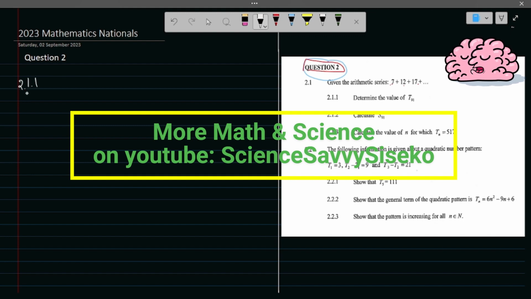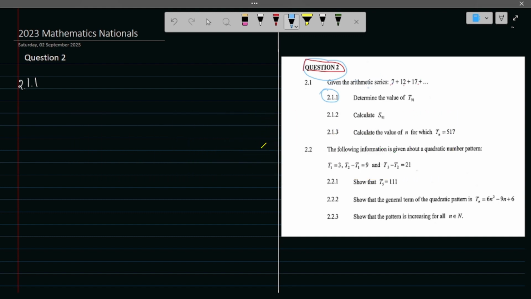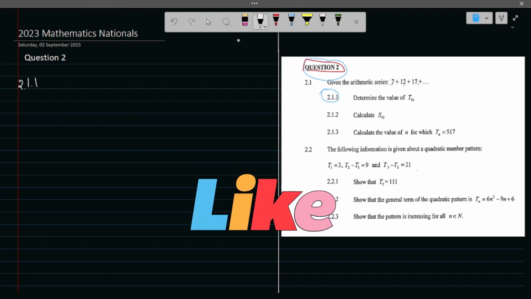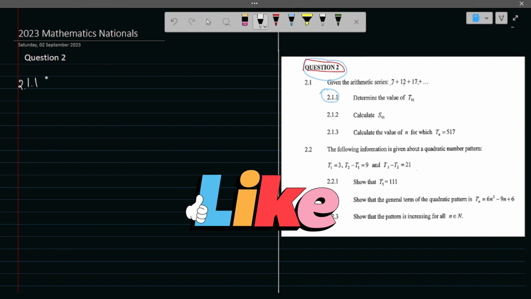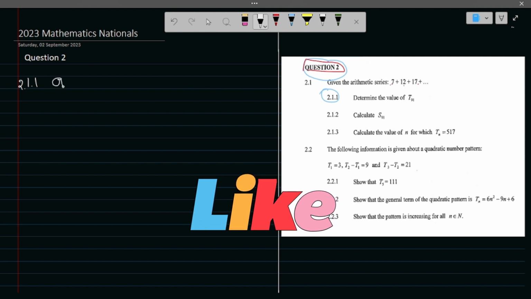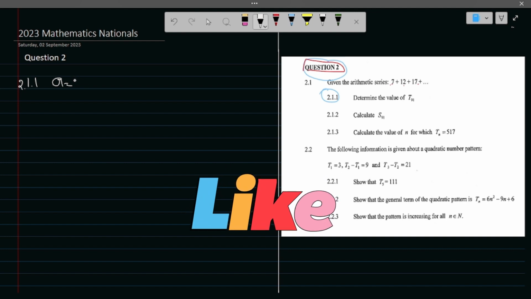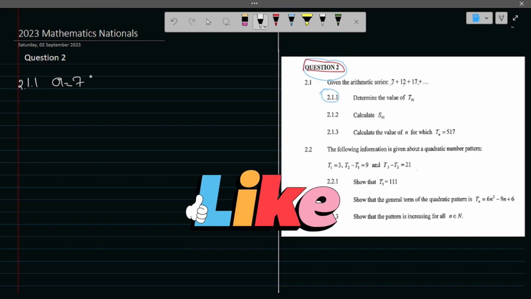2.1.1. For you to be able to complete this question, all you need to do is understand the Tn equation of this arithmetic series. So how you go about that is that you know that your value of a is equal to 7.